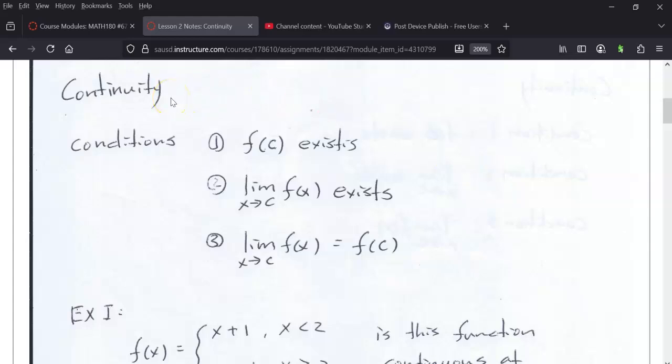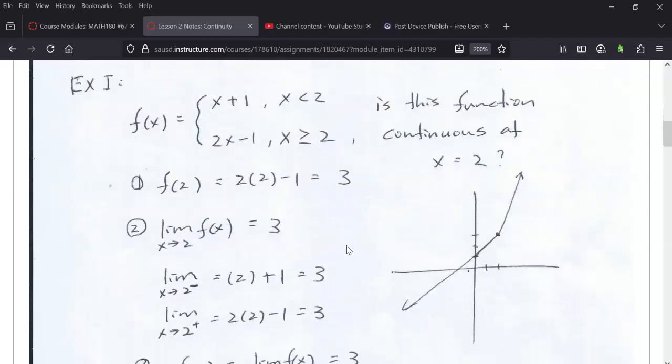Continuity. In order for a function to be continuous, it must meet three conditions. Condition number one, f of c must exist. Number two, the limit as x approaches c of f of x exists. And number three, the first condition and the second condition have to be equal to each other. So let's look at the first example.